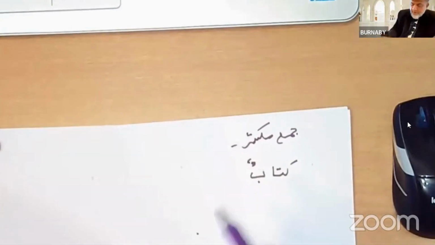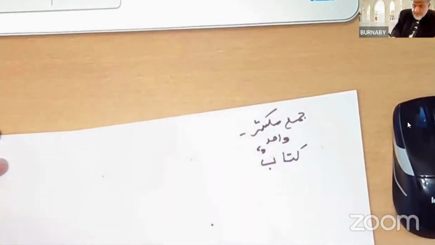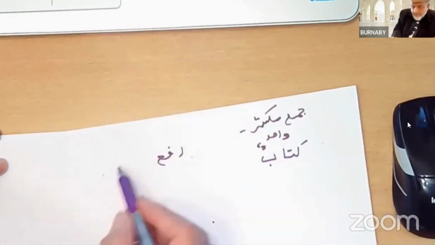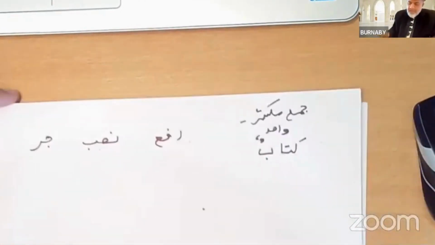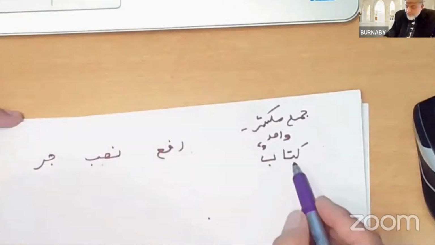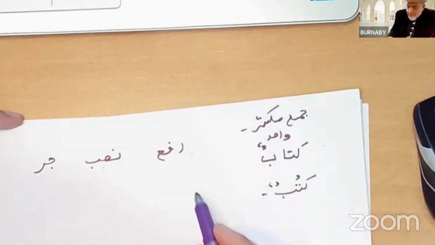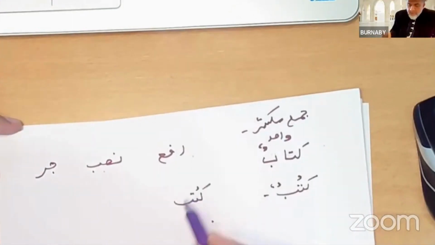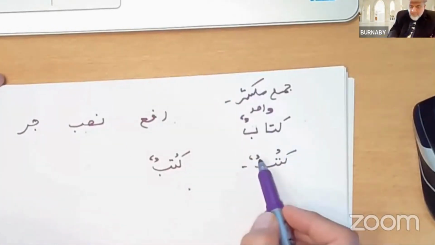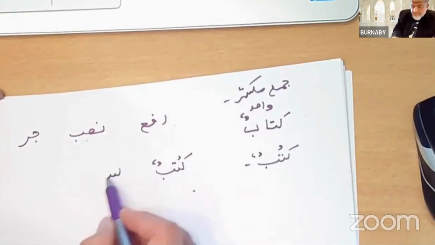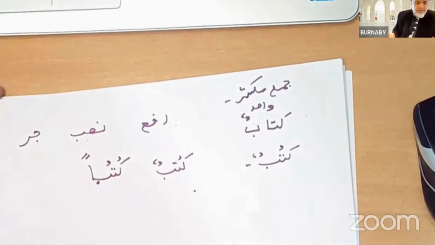Let's say Kitabun. Kitabun is our word. We know that Kitabun is Wahid. And I put here Rafa, Nasab, and Jar. Agree? Now, what is the Jama Mukassar of Kitabun? Kutubun, right? So is Kutubun Rafa? Yes. Okay, because the rule is the same. You look at the last letter, you put Dammatan for Rafa. What will be the Nasab? Kutuban.